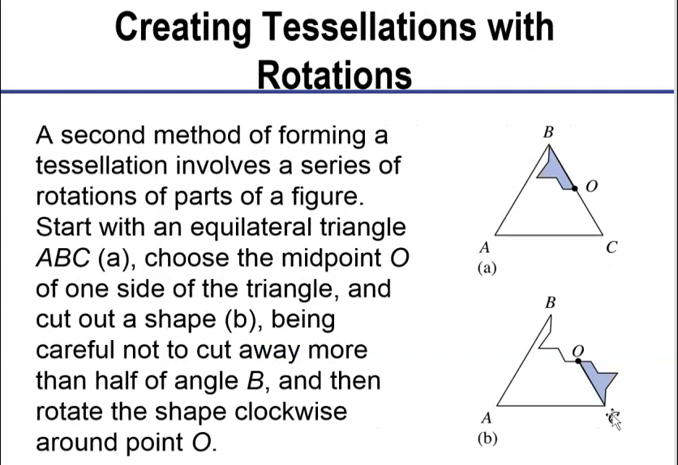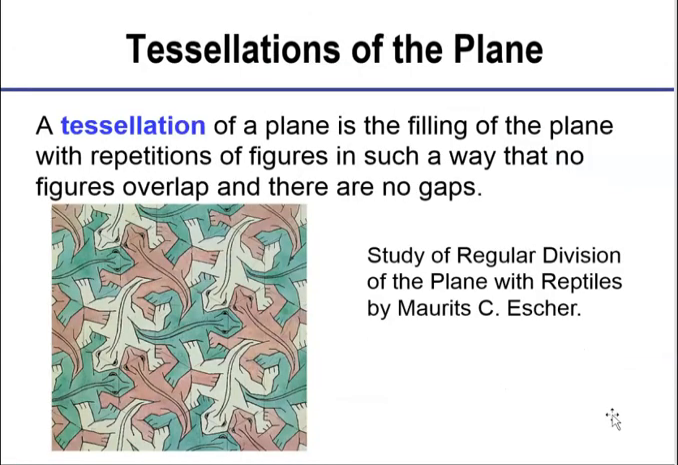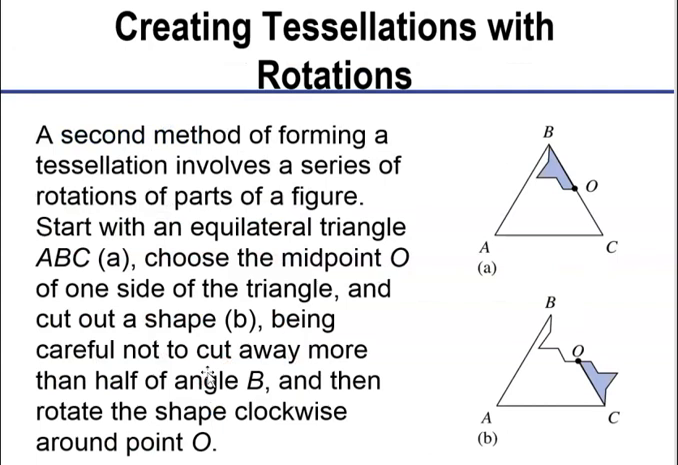A second method of forming a tessellation involves a series of rotations of parts of a figure. And if I go back to the lizard image here, this was created that way. As a matter of fact, if you look hard, you can notice the hexagons. It was done very similar to what we're about to do here. So start with an equilateral triangle. Again, the lizards started with a hexagon.